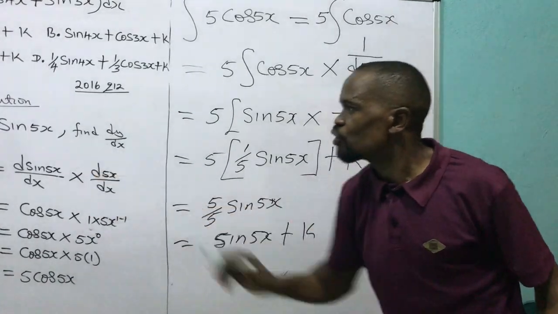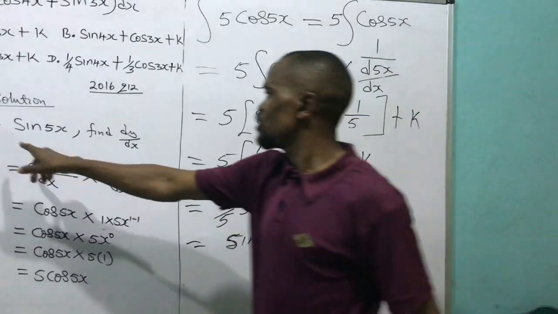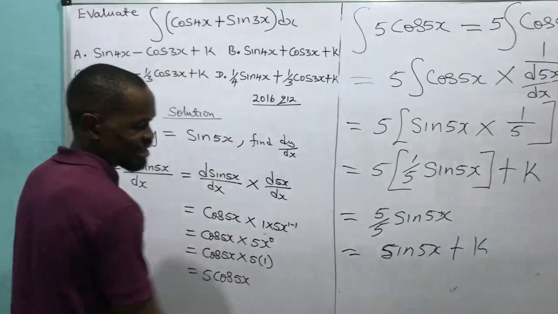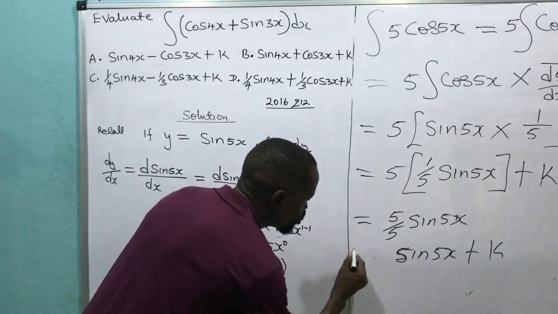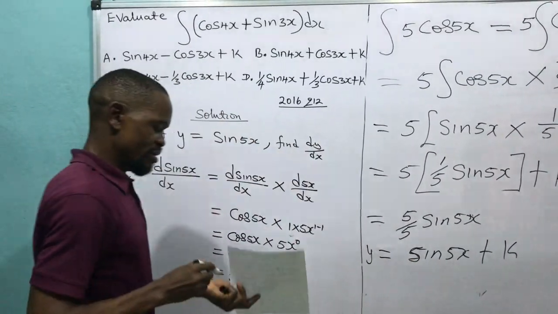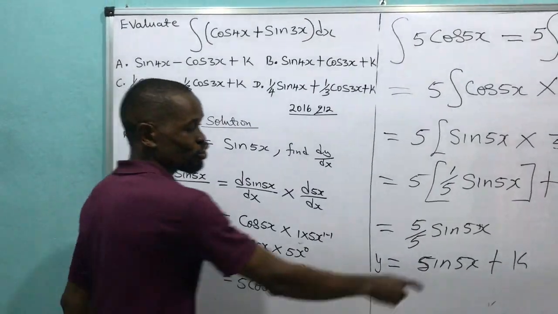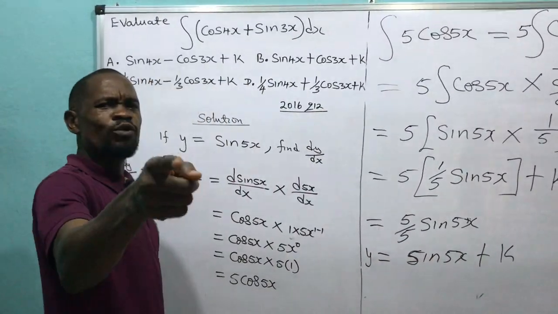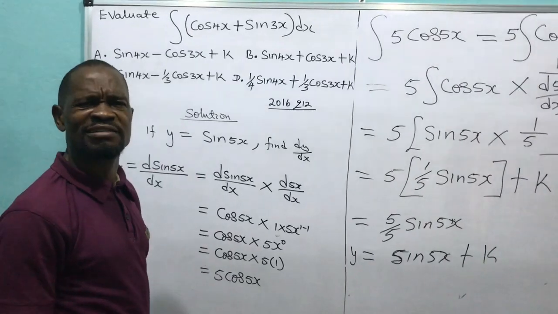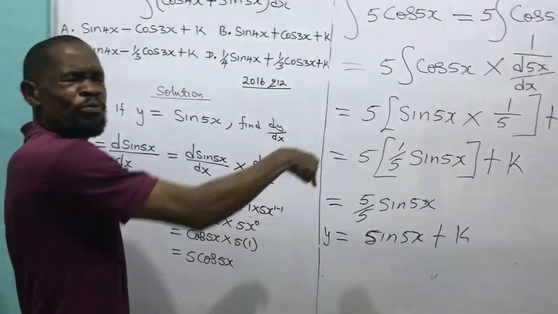That's what we differentiated. We differentiate y equals sine 5x, and what do we get here? We get y equals sine 5x plus constant. Later, I will tell you the reason why that constant is there. I will tell you why we put the constant.